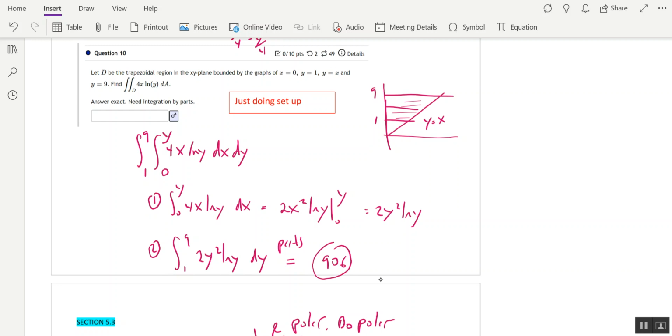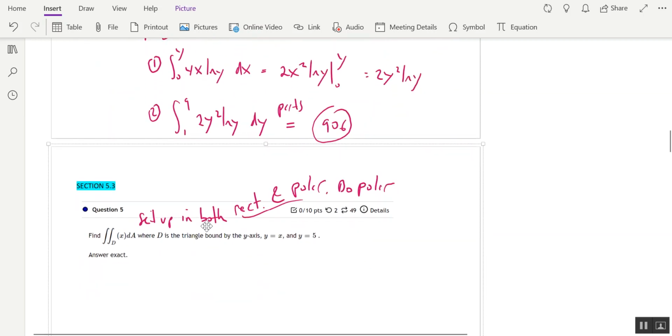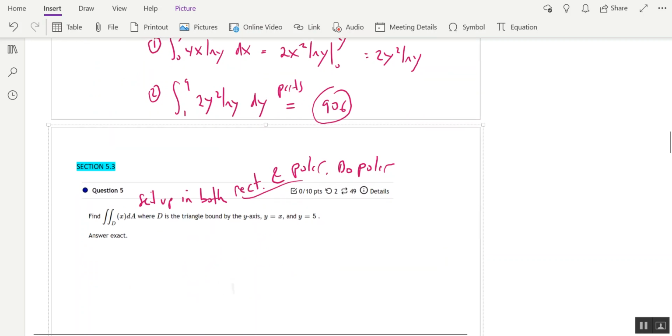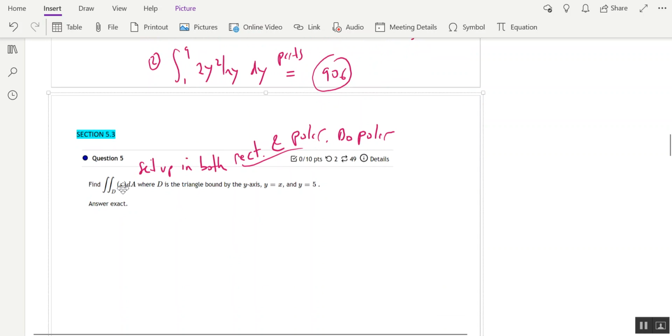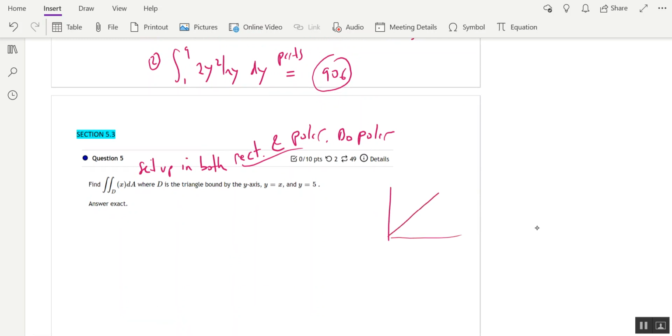Okay, so next one, we're going to do polar. So this is section 5.3. We're going to set up in both rectangular and polar. Then I'm going to do the polar integral with you. So we want to integrate x dA over the region D. D is the triangle bounded by y equals x, y equals 5, that's up here, and the y-axis. So this is our region here. Well, actually, they're calling it D. I don't care what you call it. Let me erase that. Get a D.